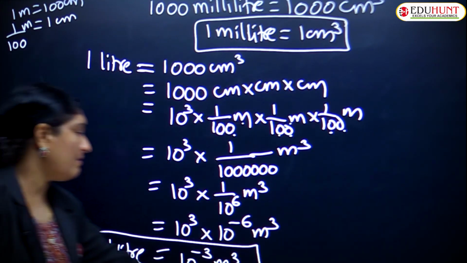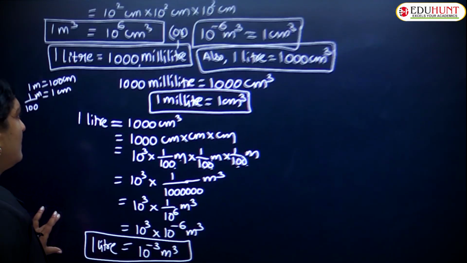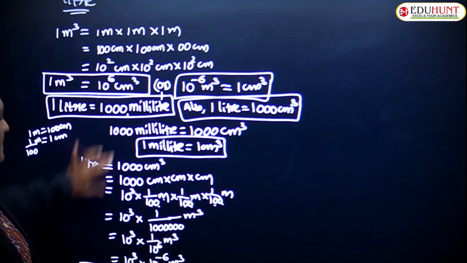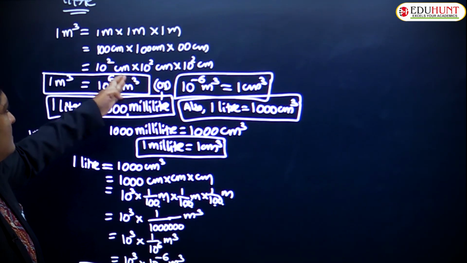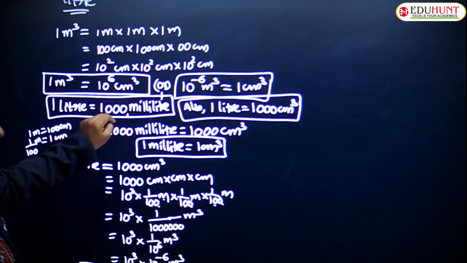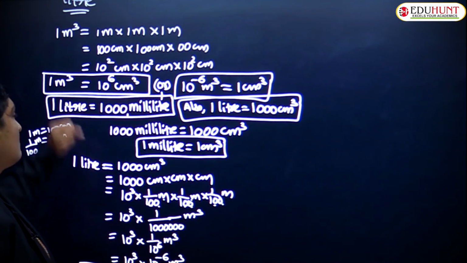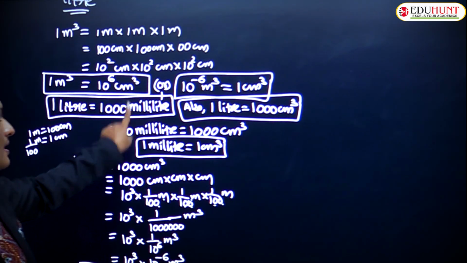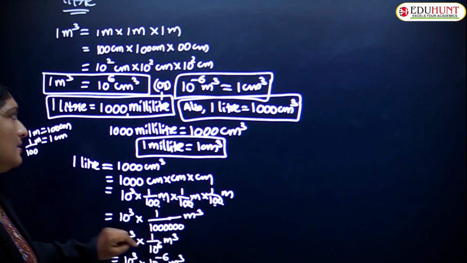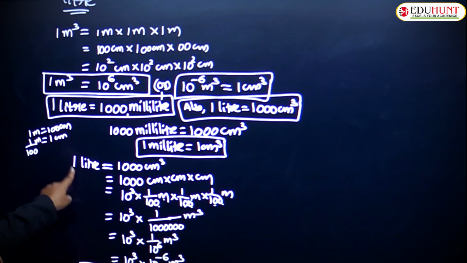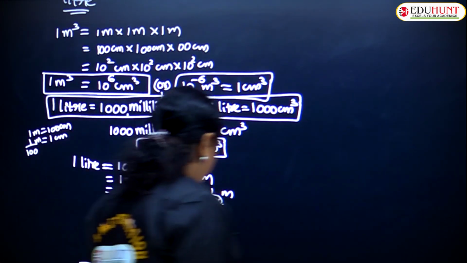Let us recall everything we have discussed so far. Regarding conversions, 1 meter cube is equal to how many centimeter cube? 1 meter cube is equal to 10 power 6 centimeter cube, whereas 1 centimeter cube is equal to 10 power minus 6 meter cube. 1 liter is 1000 milliliters. Also 1 liter is 1000 centimeter cube. Hence 1 milliliter must be equal to 1 centimeter cube. And 1 liter is equal to how many meter cube? 10 power minus 3 meter cube.